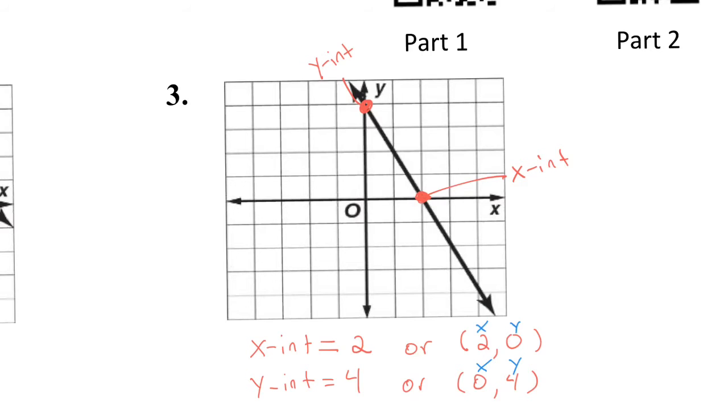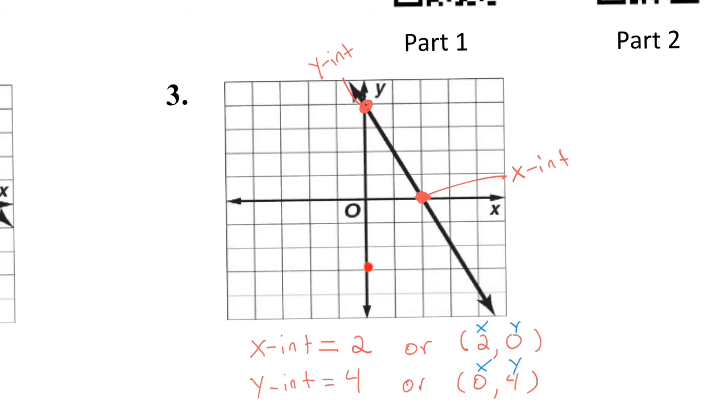So you have 2 options to write down your intercepts: as a regular number, x equals 2 or y equals 4, or as an ordered pair. Keep in mind that if you go from the origin to the left, that's going to be a negative number, so your x is going to be negative.